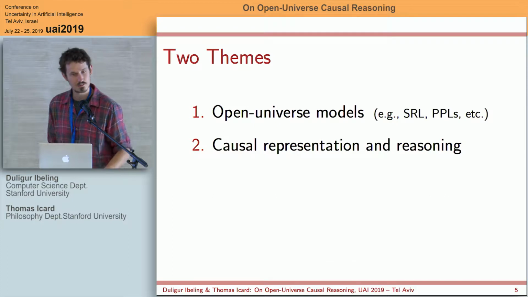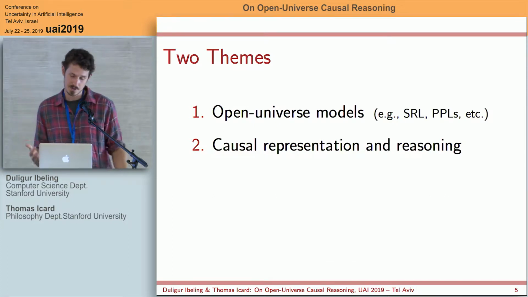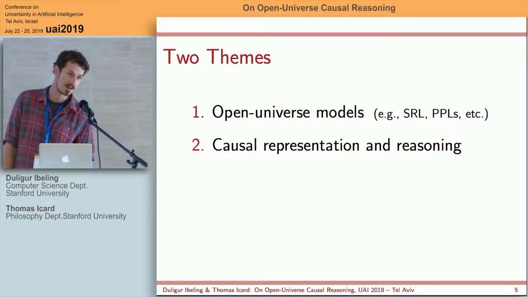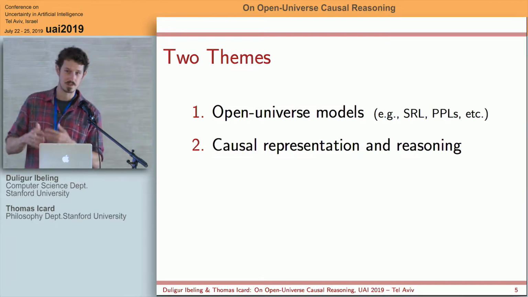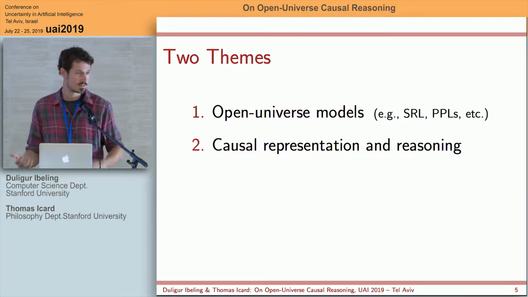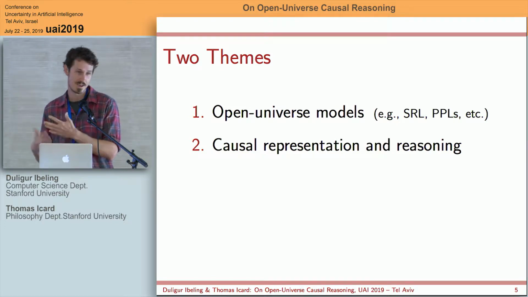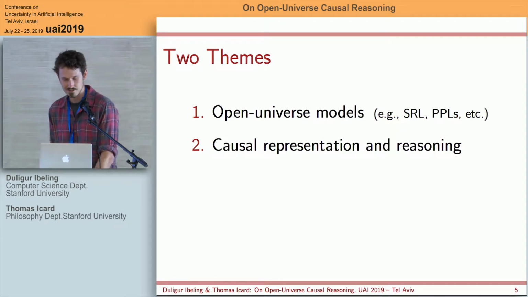So in the background are 2 themes. One, open universe models of a sort that are familiar by now from work in statistical relational modeling, probabilistic programming, and other related approaches that deal with situations with unknown numbers of objects, unknown identities of objects, and so on. And second of all, causal representation and reasoning, and in particular I have in mind the rigorous axiomatic approach to this that's also very familiar in this conference.